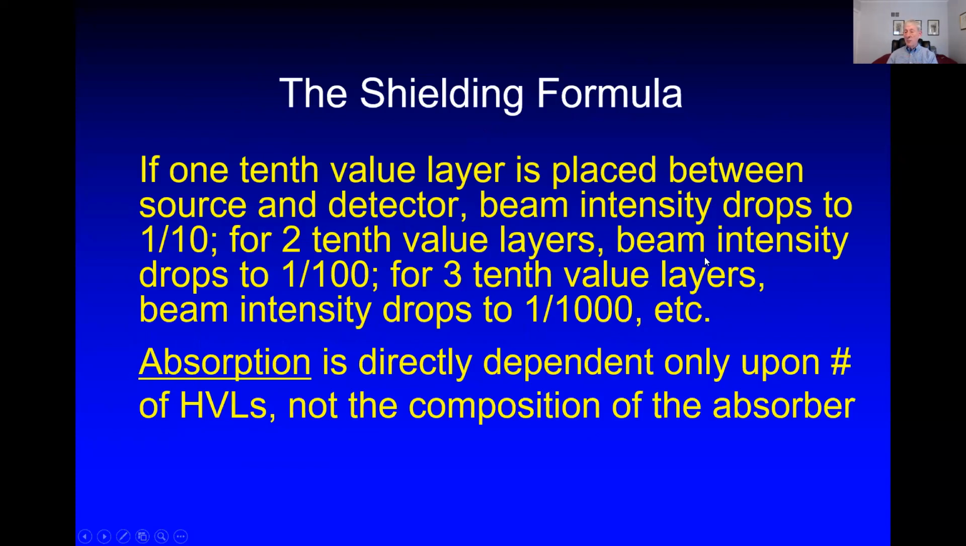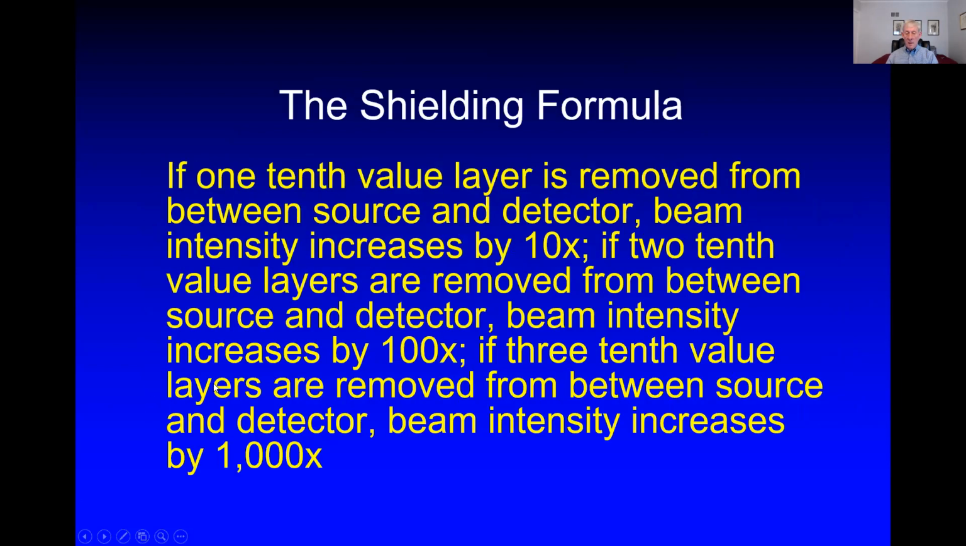And as we take them out, we're going to multiply it. Every time we take out a TVL, we're going to multiply it by a factor of 10, then 100, then 1,000, then 10,000, 100,000, and 1,000,000. So the attenuation of radiation is only dependent upon one thing: n. What's the number of HVLs or TVLs? That should say TVLs. I'm catching errors here. So as you take the TVLs out, you're going to multiply by 10 for the first one, 100 for the second one, and so on.